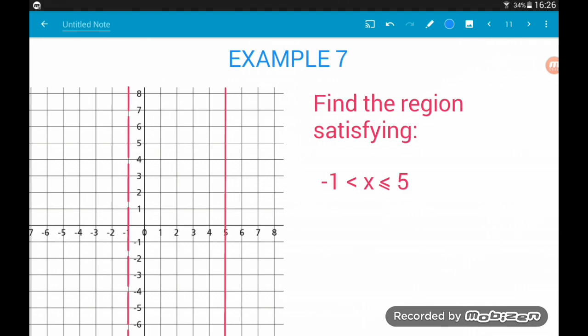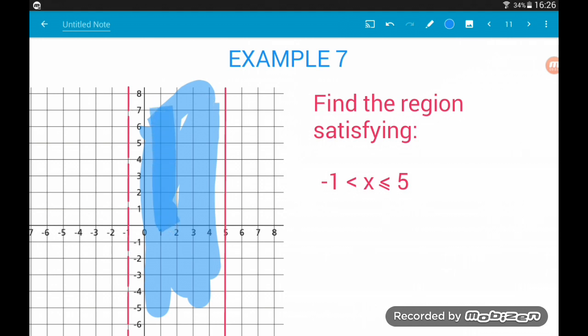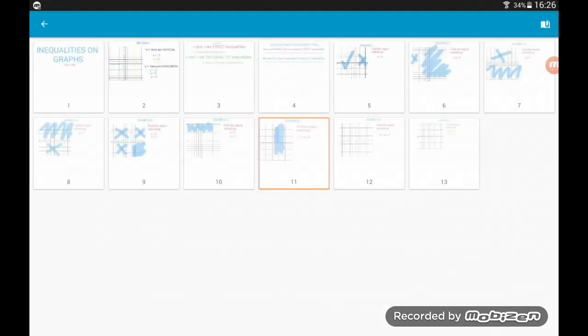Now the region that we're interested in is everywhere between those two lines. So everywhere in there. We don't want anywhere to the right of x equals 5 because that's greater than 5. And we don't want anything to the left of minus 1 because that's less than minus 1. So we want the region bounded by those two lines. Okay, let's have a look at a y example like that.